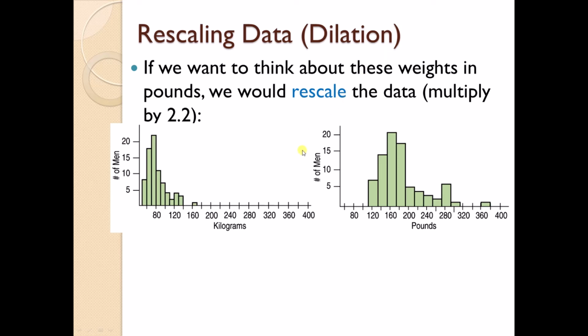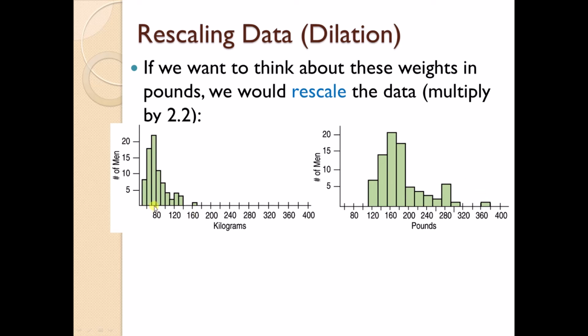So what if we change from kilograms to pounds, because aren't there 2.2 pounds per kilogram? Well, that's going to create kind of a stretch, right? And look at how that affects the spread. This is real compact. This is a lot more variable.